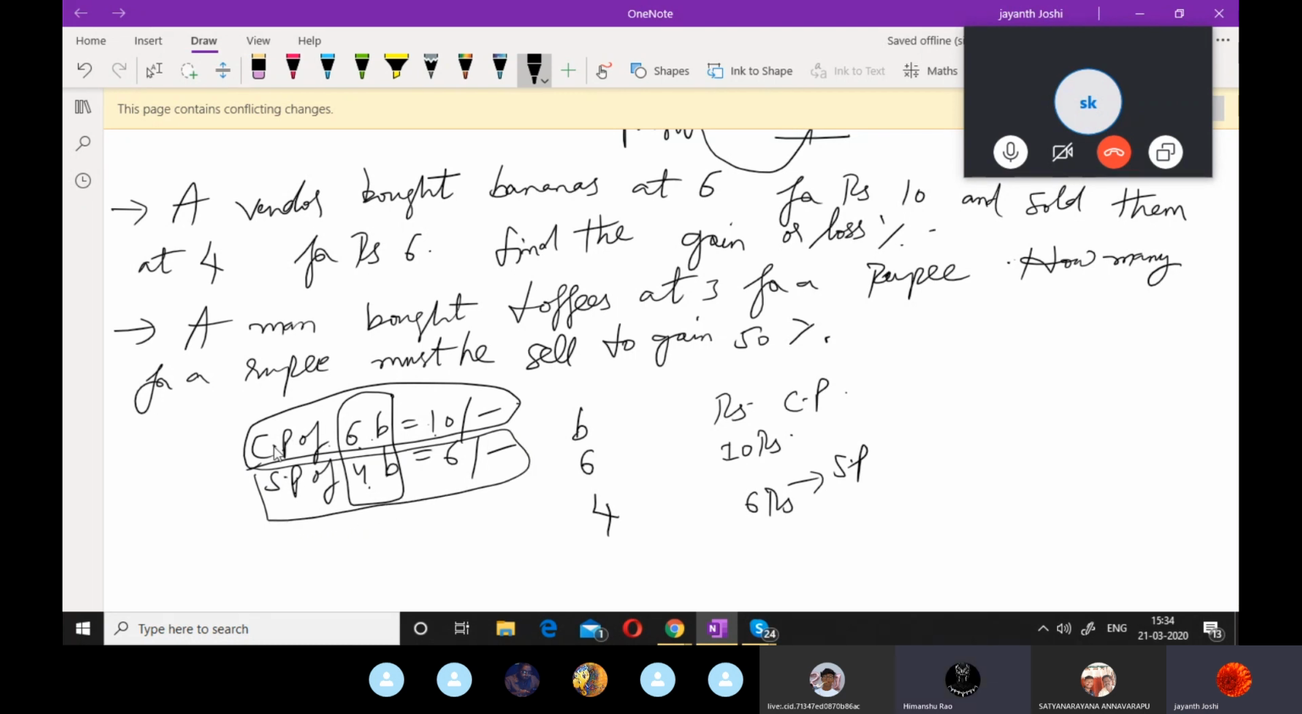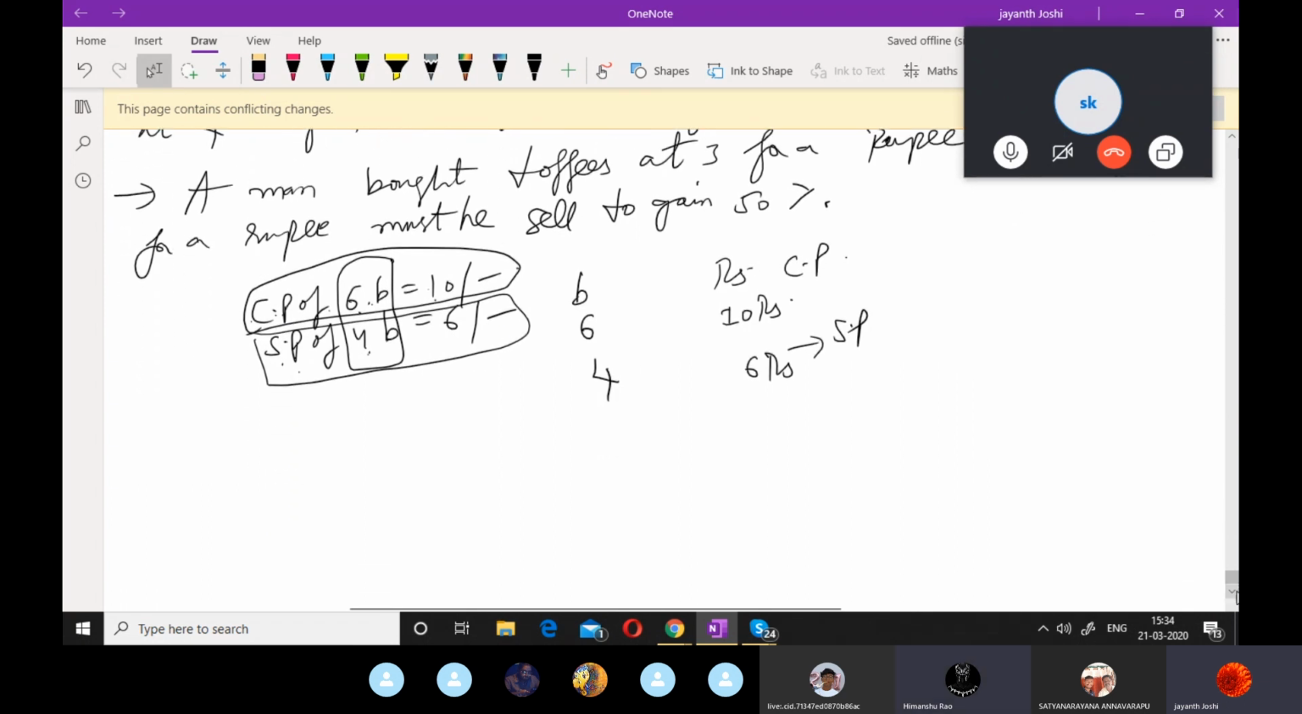How? If you have the cost price of 6 bananas, you try to find out the selling price of 6 bananas, you will get the answer. If you have the selling price of 4 bananas, you try to find out the cost price of 4 bananas, you'll get the answer. So we can do it either way. So let's do this problem simply.